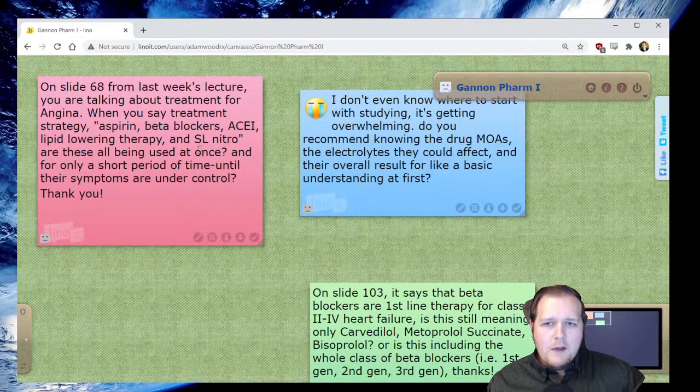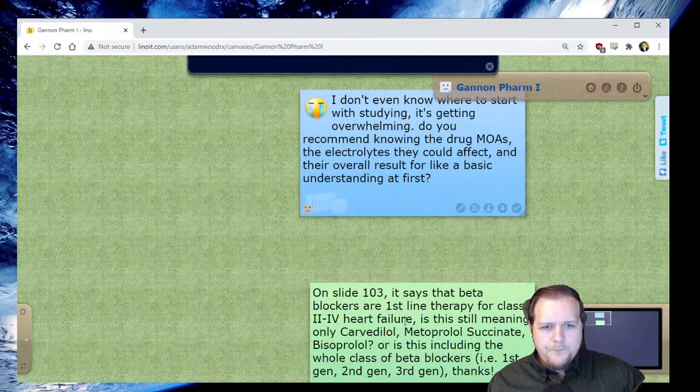Could you have any combos? They're probably not of these drugs in particular, but where you can, if you can use combo drugs, it is helpful. So hopefully that answers that question.